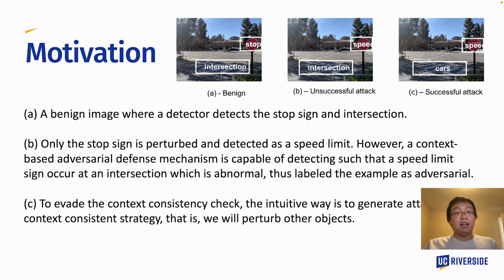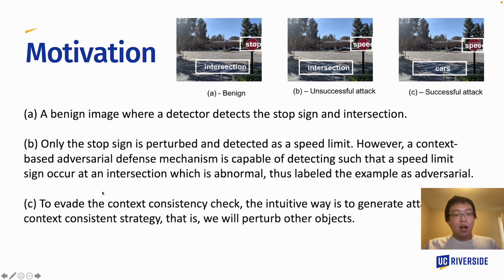Let's take a look at the example on the left-hand side. This is a benign image where a detector detects the stop sign and the intersection. If we try to misclassify the stop sign as a speed limit sign, however, a context-based adversarial defense mechanism is capable of detecting that a speed limit sign occurred at an intersection, which is abnormal.